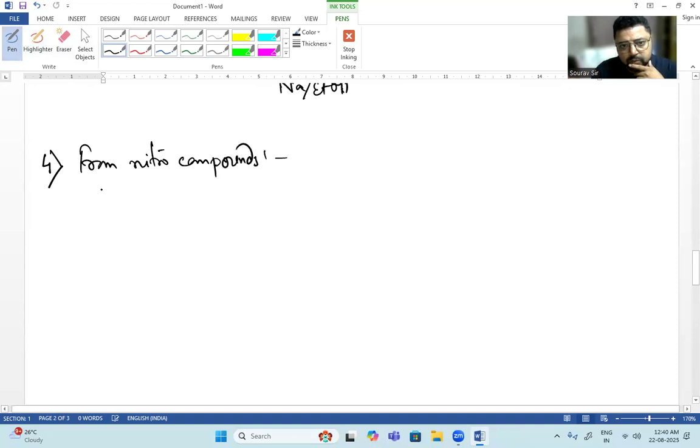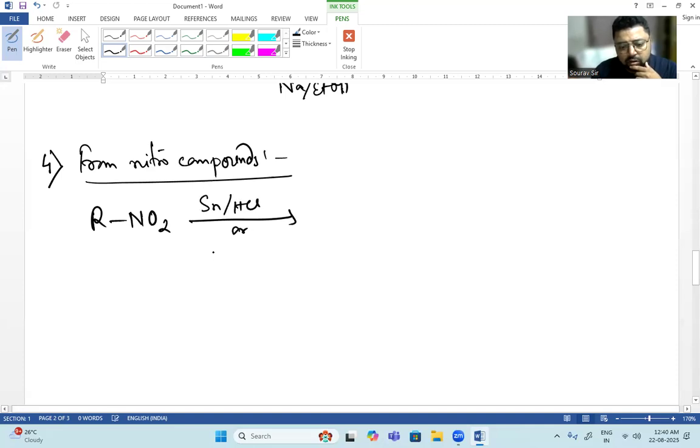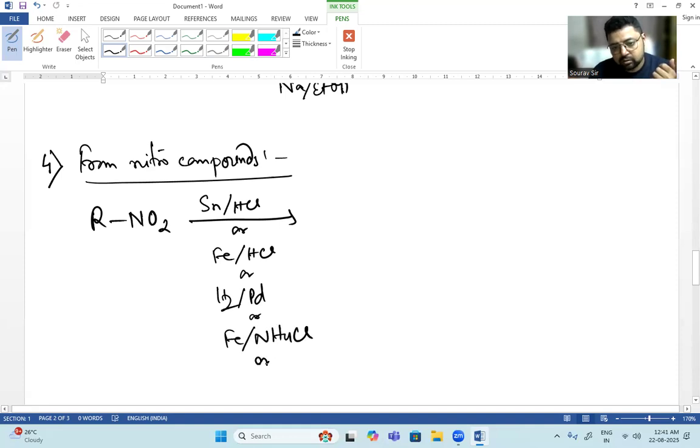So how to prepare from nitro compounds? This is also another method where I have RNO2 and I can use either Sn/HCl or Fe/HCl or even H2/Pd. Okay, and sometimes Fe/NH4Cl or even LiAlH4 will also reduce this nitro to amine.